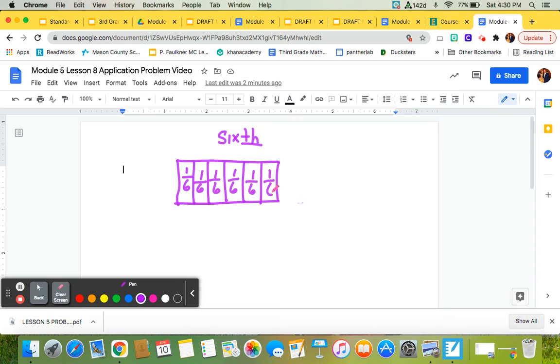So in the story problem, it says that he spent 1/6 on coffee and he spent 1/6 on a bagel. And it wants us to answer what fraction of his money did Mr. Swartz spend on his breakfast? Well, he spent this part and this part. So if we were to put those together, I would say that Mr.